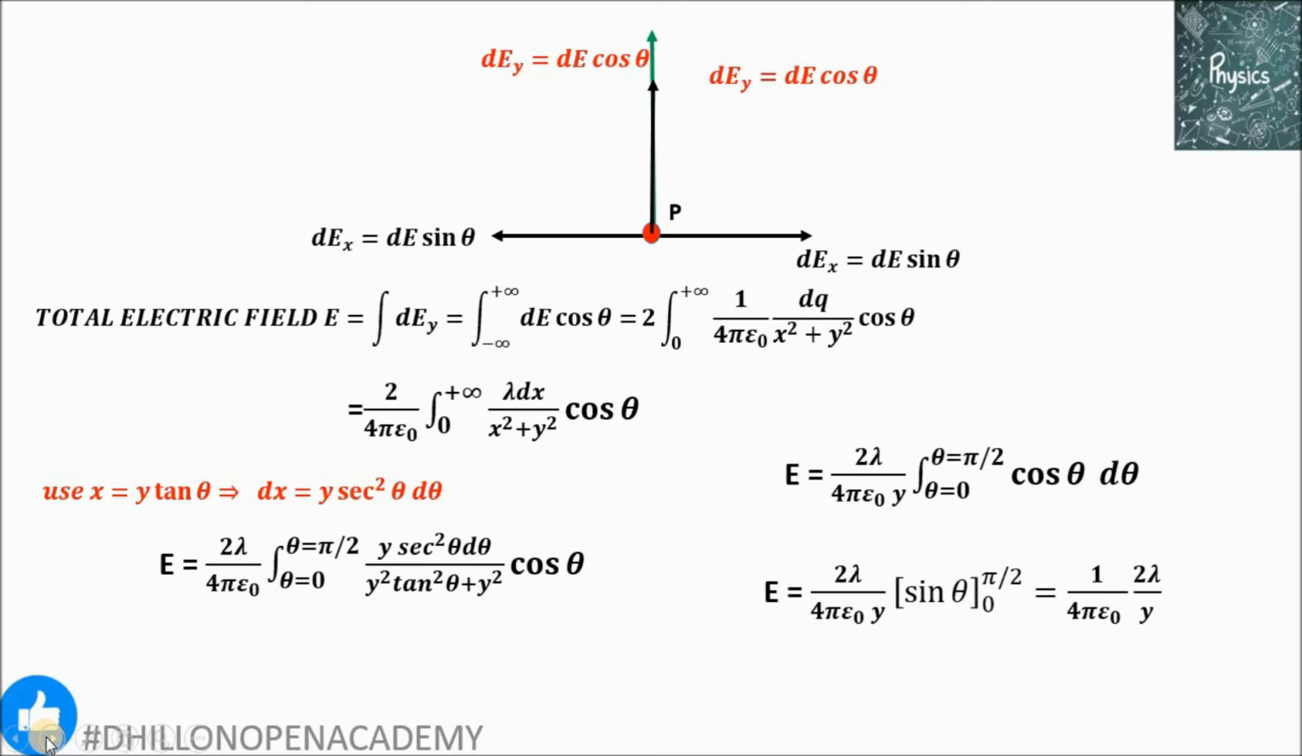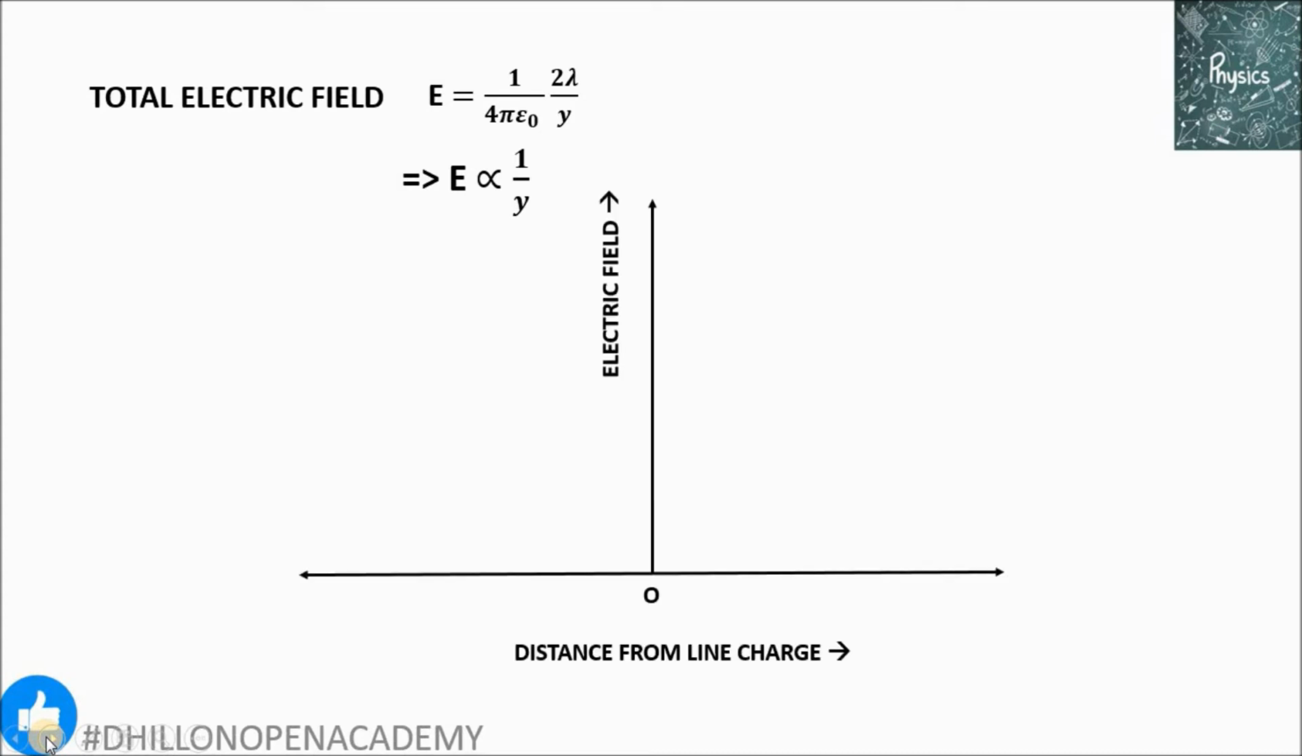Thus the electric field for an infinite line charge is given by 1 over 4 pi epsilon naught, 2 lambda divided by y. Y is the distance of the observation point from the line charge. Because lambda is constant, it shows that the electric field varies inversely with the distance of the observation point from the line charge. If we plot it graphically, it will look like this.